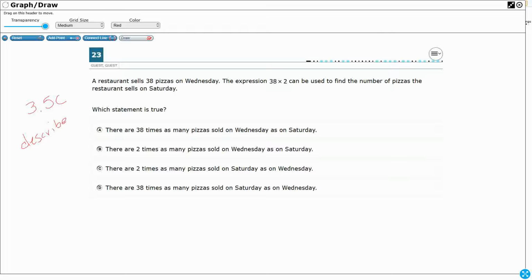And so our students need to have access to this. So what is this 38 times 2? Okay, what can we tie the 38 to? The restaurant sells 38 pizzas on Wednesday. So this is Wednesday. And then the expression 38 times 2 can be used to find out. So that's going to be equal the number of pizzas on Saturday. So I'm just going to write like this. If our students can at least get this 38 times 2 equals Saturday, then that's going to help us.